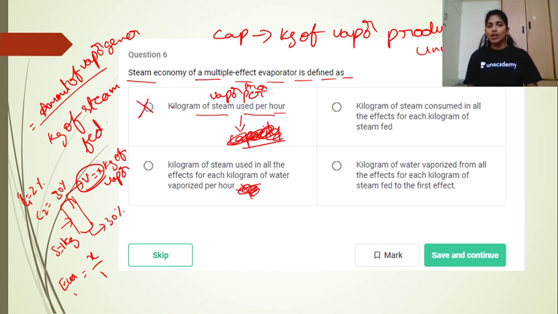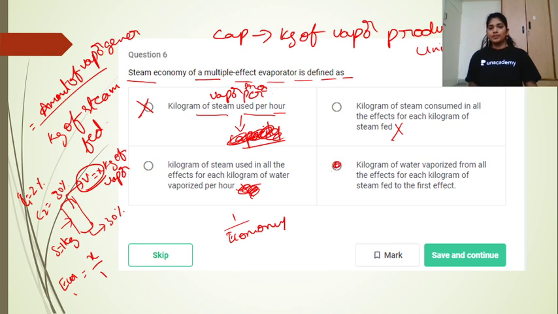So the first option is wrong. The second option, kg of steam consumed in all the effects for each kilogram of steam fed, is also not correct because here they were telling about kg of steam consumed. And the third option, kg of steam used in all the effects for each kilogram of water vaporized per hour, is basically the inverse of economy.